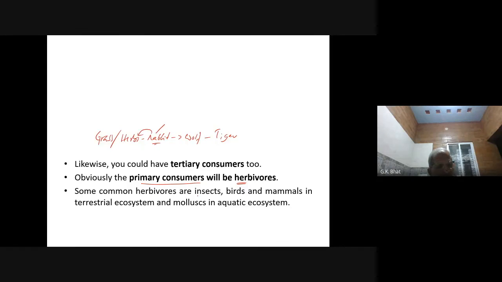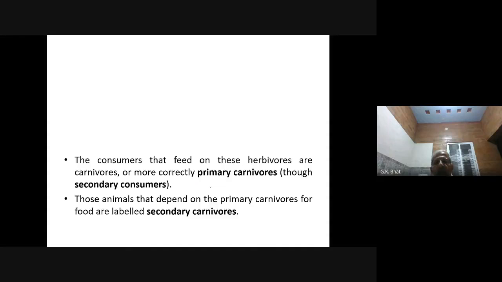Some common herbivores are insects, birds, mammals in the terrestrial ecosystem, mollusks in aquatic ecosystem. If you look into slug, if you look into snail, some of these are herbivores. The consumers that feed on these herbivores are carnivores. More correctly, primary carnivore, though they are secondary consumer.